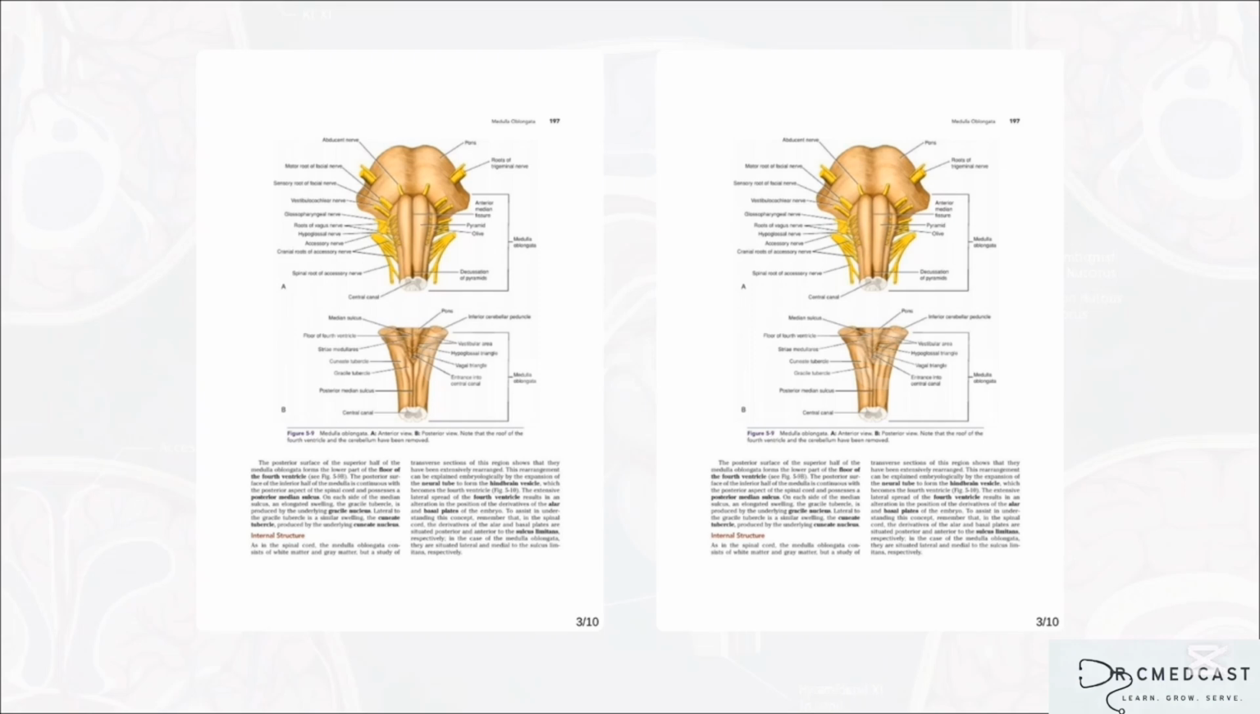Those are the olives. Now, if you look to the image on the right, the posterior view, the whole landscape changes. The upper part of the medulla actually opens up to form the floor of the fourth ventricle. And you can spot the gracile and cuneate tubercles, those little bumps that mark the location of some really important relay stations for sensory information.